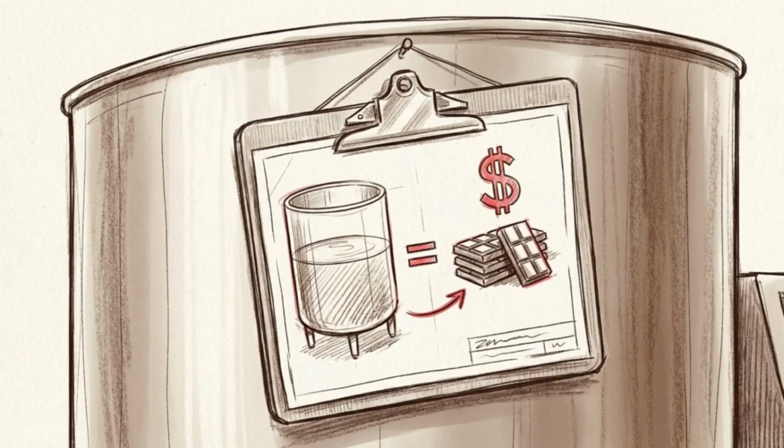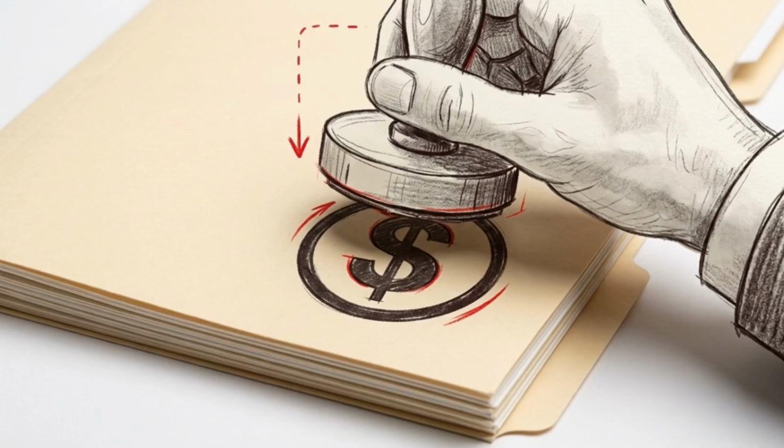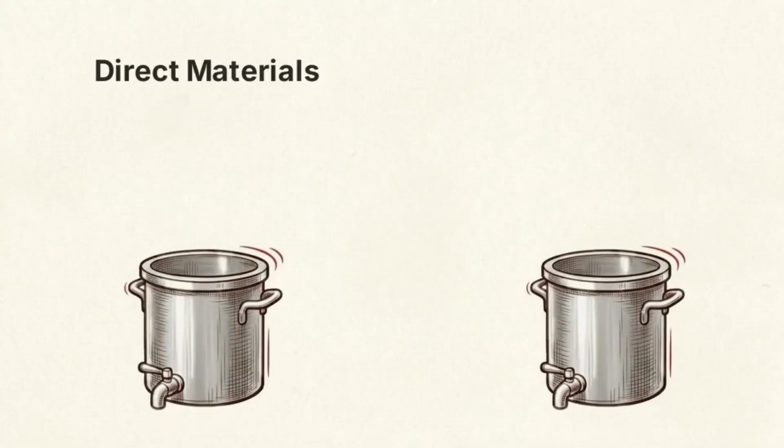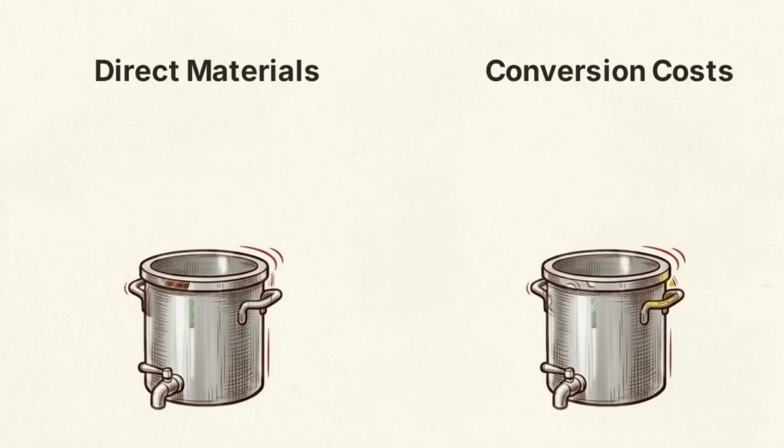Converting partial progress into equivalent whole units is how you determine the value of inventory that hasn't left the vat. Step 3 is to summarize total costs. This means gathering up all the financial receipts for what the department spent during the period. Those costs fall into 2 buckets: direct materials, the raw cocoa and sugar, and conversion costs, which is the factory labor and machine overhead required to actually convert those materials into chocolate.